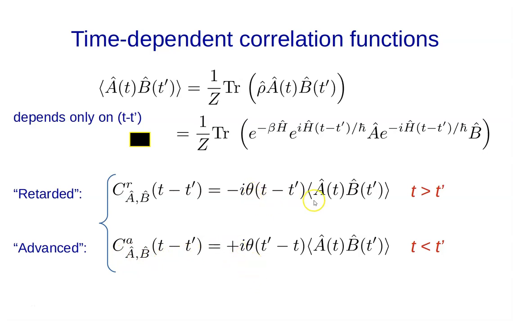So here's another theta. I'll call your attention to the difference in sign here, minus i and plus i. Then we'll see why that is in a bit. But this is only defined when t minus t' is negative, or t' minus t is positive. Otherwise this is zero. So this gives me these two definitions for time-dependent correlation functions. And let's see now what I can do with it.